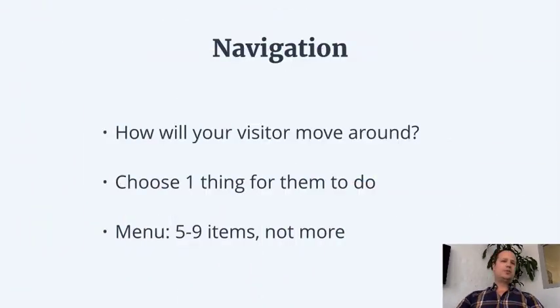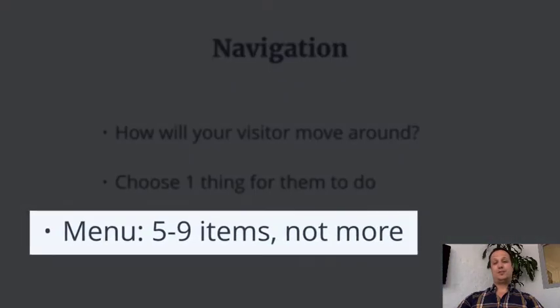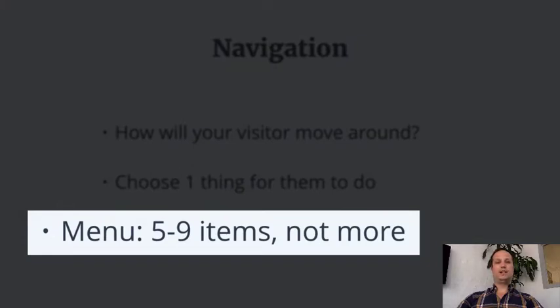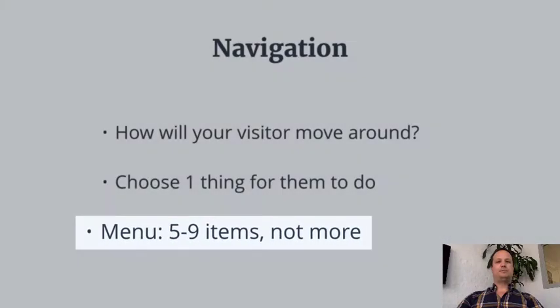The second thing is that you also want to give them easy access to navigating to other pages or other sections of your website. And that's why you often will use a menu or a navigation bar. And it's tempting to put everything in there, but research has shown that it's best to limit it to from 5 to 9 items at the top level, with 7 probably being the best maximum.